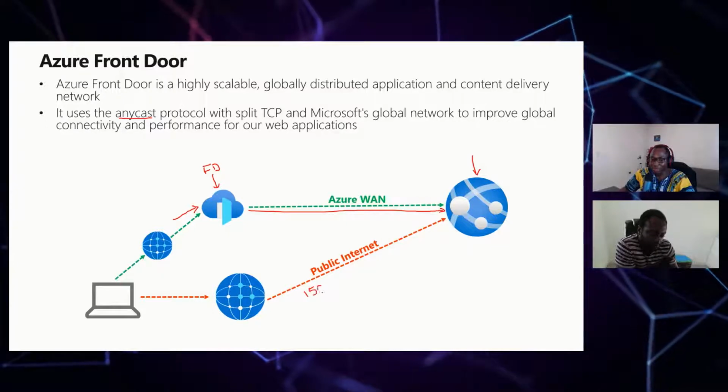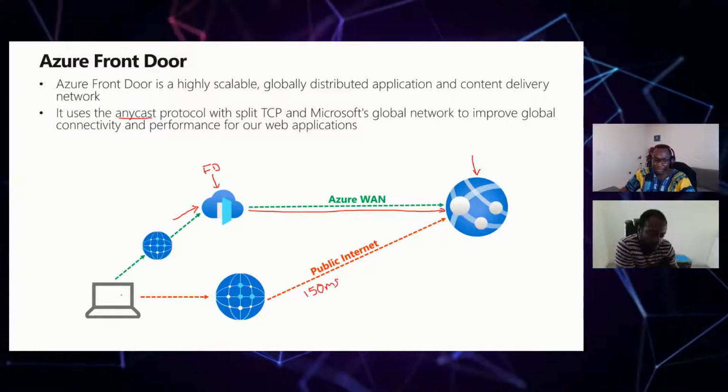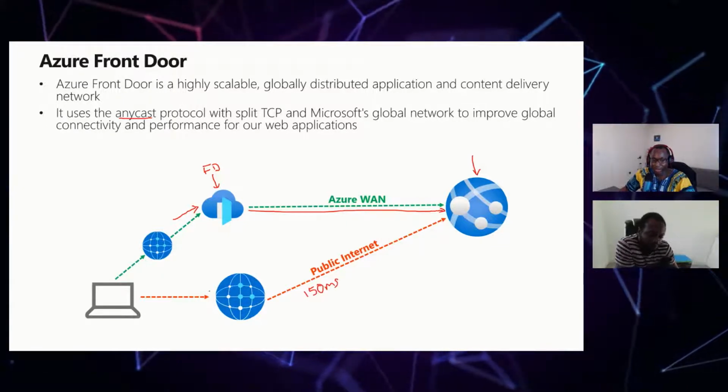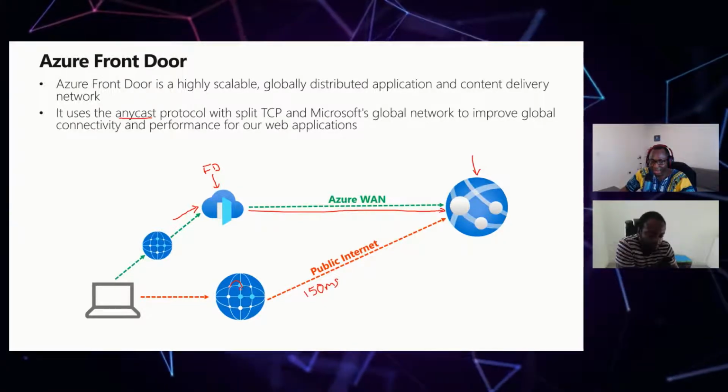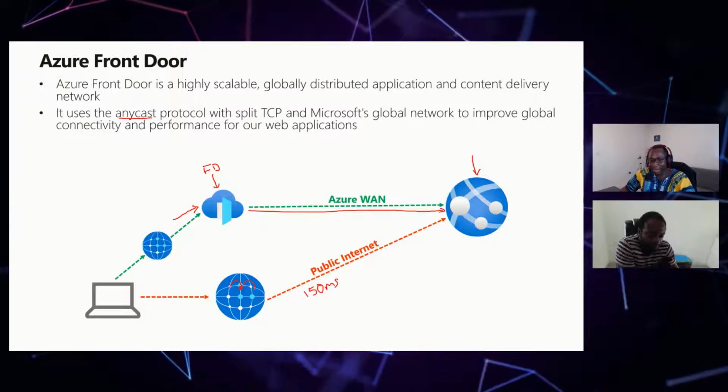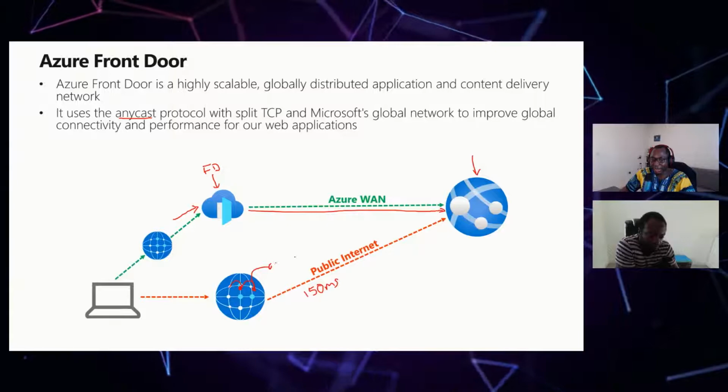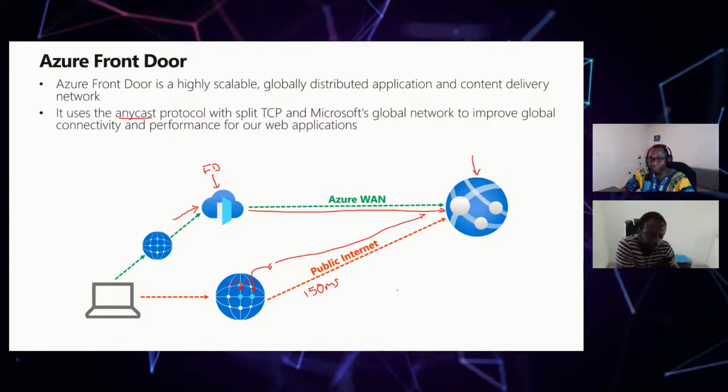Let's say that's going to take about 150 milliseconds, because that's going to go out through the internet. It's going to go to my ISP, and then my ISP will connect to another ISP, and then another ISP will connect to another ISP, and then that's going to be connecting to all kinds of different ISPs before it actually gets to Azure over there.